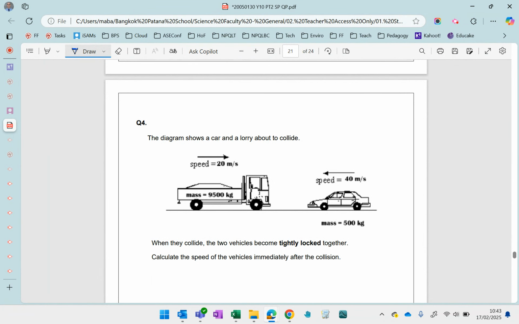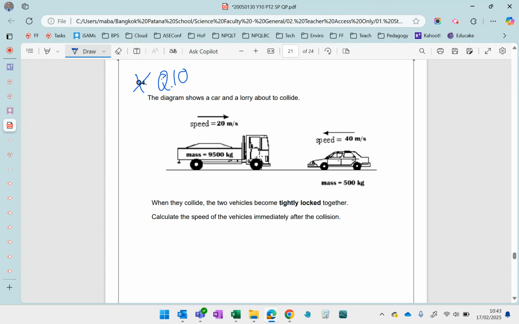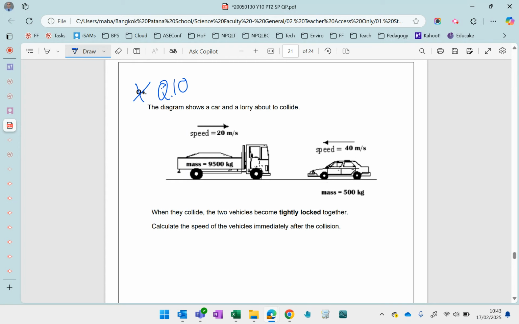Right, we're on to question 10. I know it says question 4, but it comes after question 9, so it must be question 10. Our apologies for the typo there. When they collide, the vehicles become tightly locked together, right? So this is a momentum question. We're done with moments, we're on to momentum. Calculate the speed of the vehicles immediately after the collision.